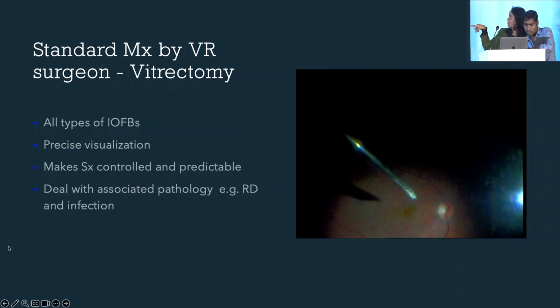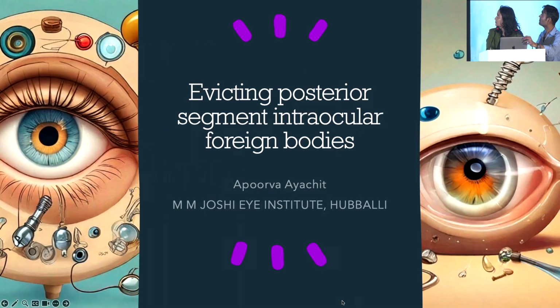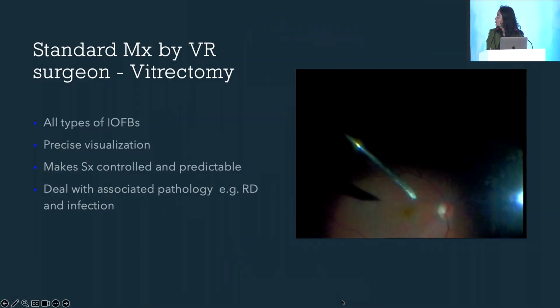So pars plana vitrectomy is the standard management by VR surgeons. It can tackle all types of intraocular foreign bodies. It enables precise visualization. It makes surgery controlled and predictable, no matter how unpredictable it may seem on table because of various associated pathologies like retinal detachments, giant retinal tears, endophthalmitis, and sometimes even panophthalmitis.